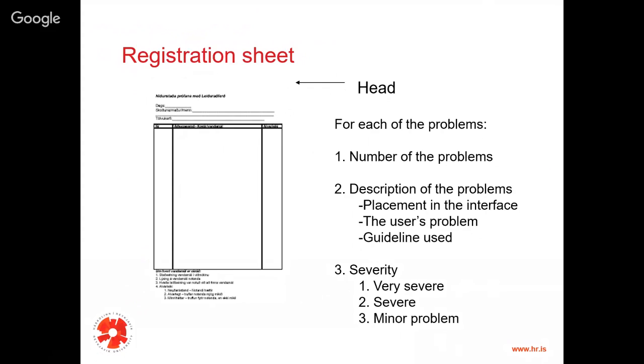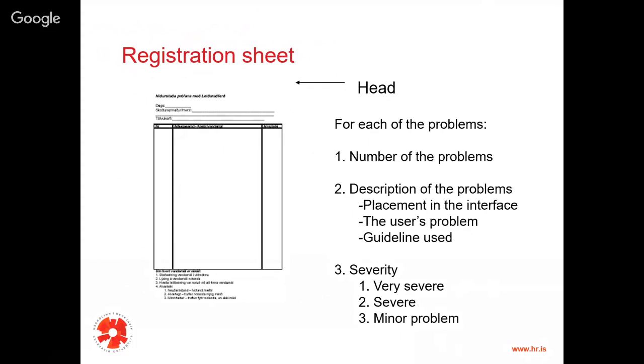If you are evaluating based on guidelines, you would also say which guideline it was that you found this problem with. And then you would rate the severity. How much did this affect the user? Did it affect the user so much that he or she didn't finish the task? Then it's very severe. If the user finishes but has severe problems and uses a lot of time, it would be middle. And then minor is small. It's more like a hiccup. It's small things.